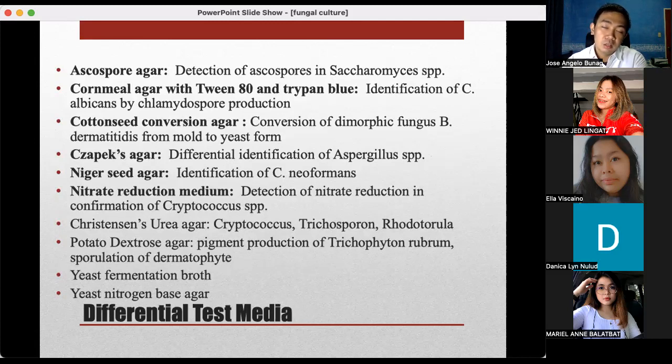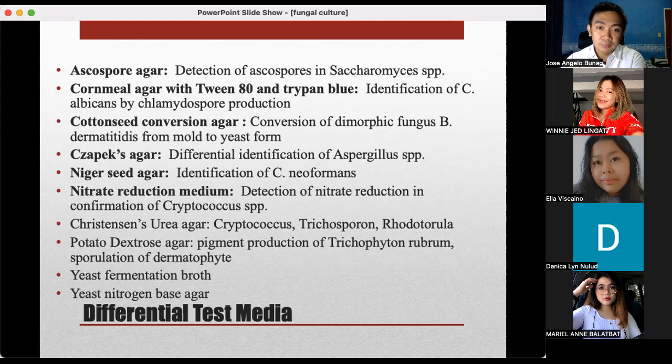So it does contain 1% glucose, but this is not recommended for the production of your chlamydiospores. Basically, ginagamit po siya to differentiate Trichophyton rubrum, which has a red pigment, and your Trichophyton mentagrophytes. And then we have your cottonseed conversion agar. So yung cottonseed naman, it converts the mold phase of your Blastomyces to the yeast phase. Another, we have your Japex agar. Ginagamit po siya for Aspergillus.